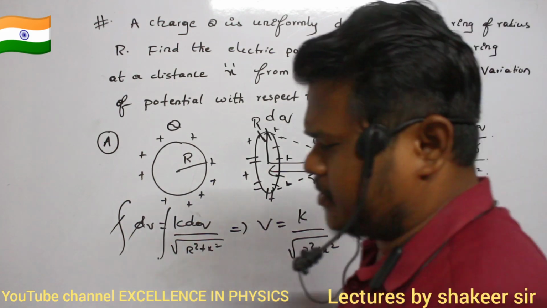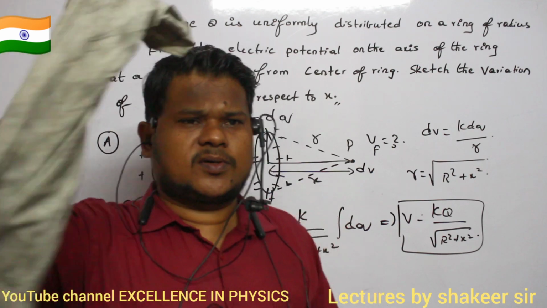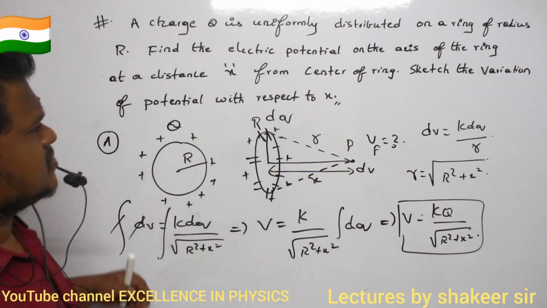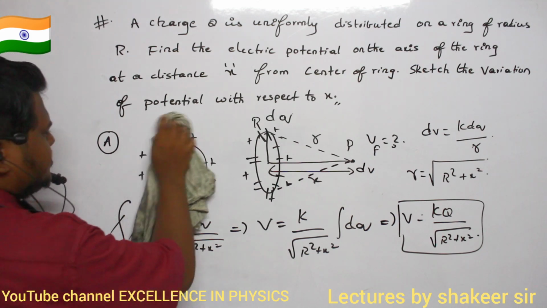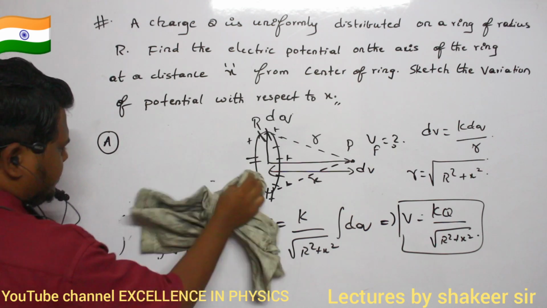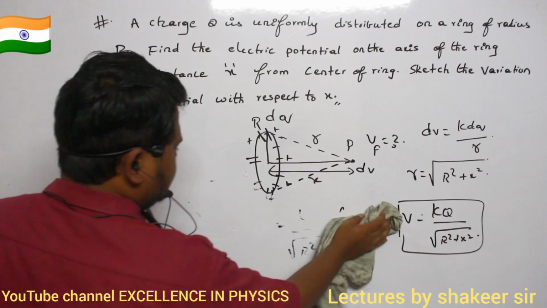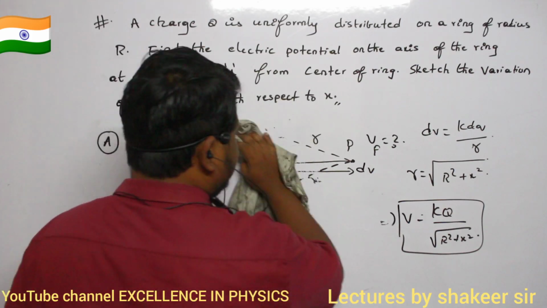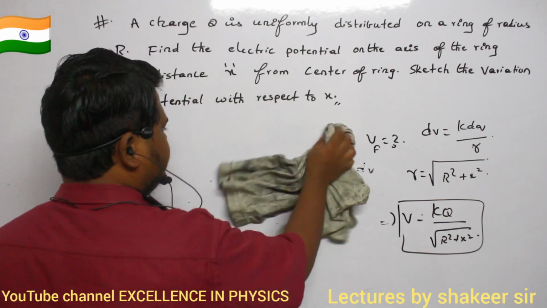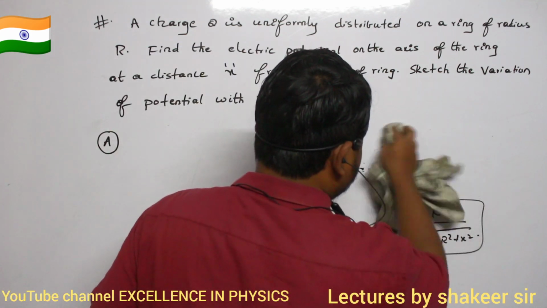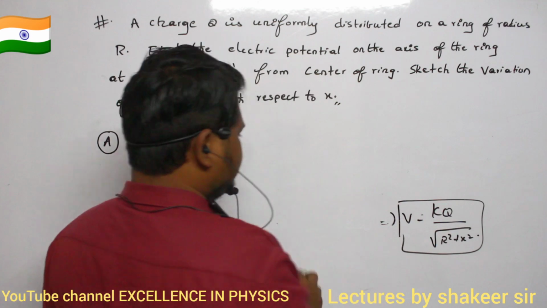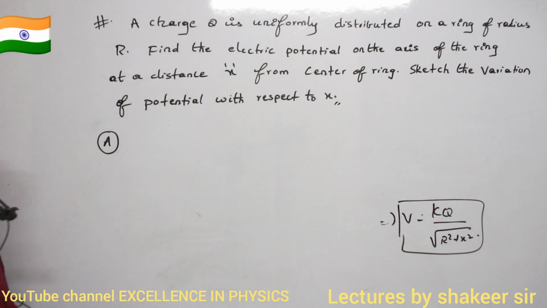Let us see the next question. He is also asking one more question: sketch the variation of potential with respect to x. How can I solve this? How can I calculate? How can I draw a graph of how potential is changing with respect to the x value?